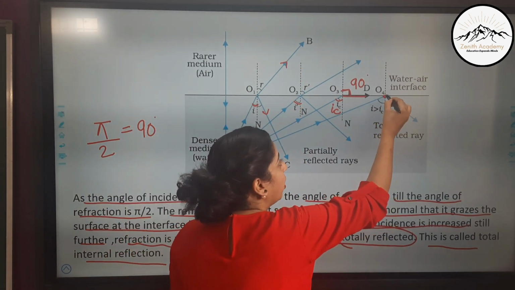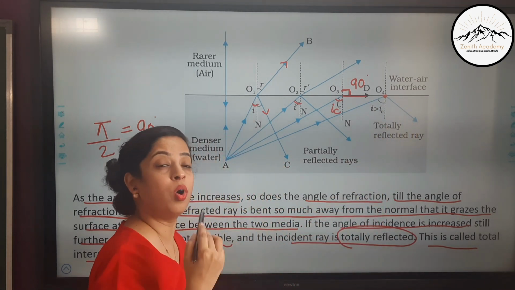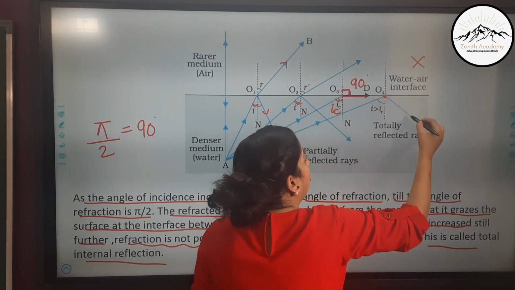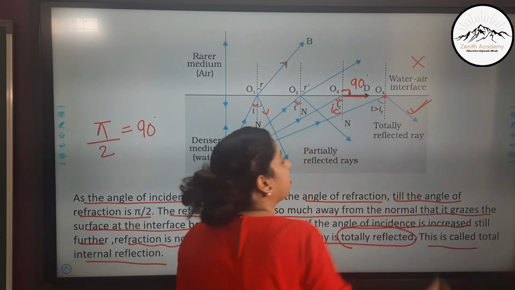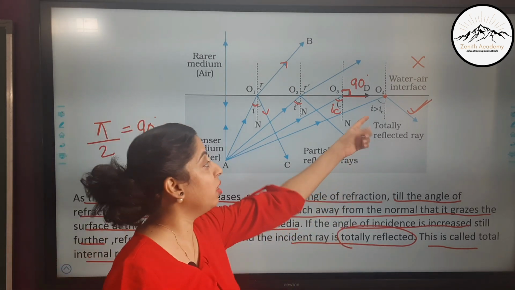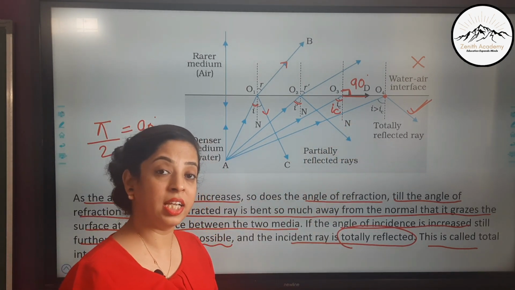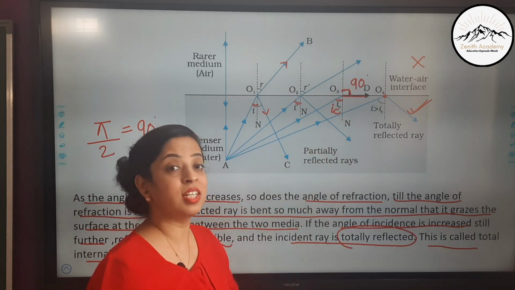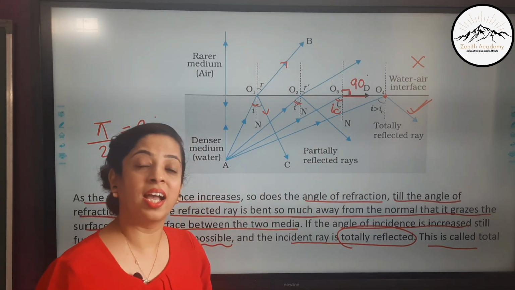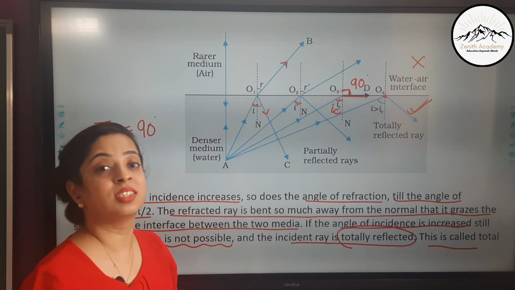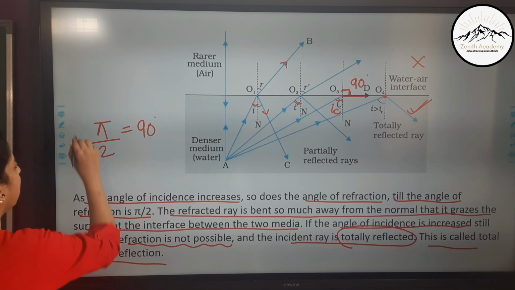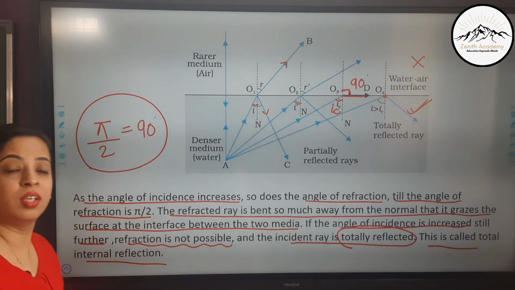But at this point, when the angle of incidence is more than the critical angle, there is no refraction, only internal reflection. That is why we call it total internal reflection. And when does total internal reflection take place? When the angle of incidence is more than the critical angle. And what is the critical angle? The critical angle is the angle of incidence at which the refracted ray makes an angle pi by 2 with the normal.